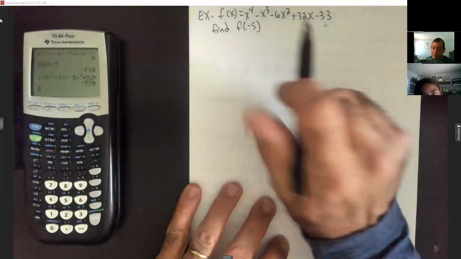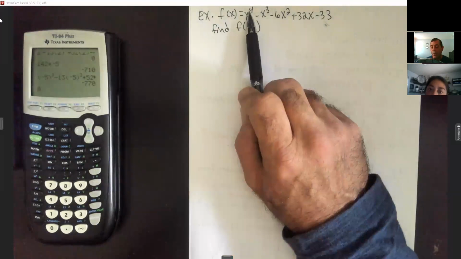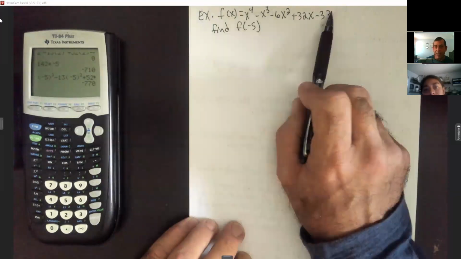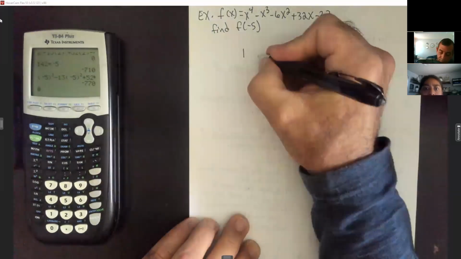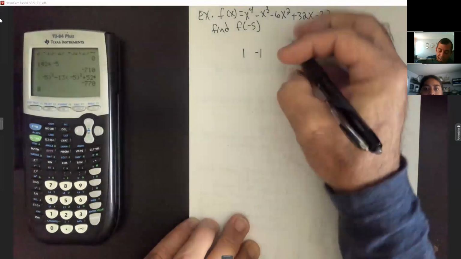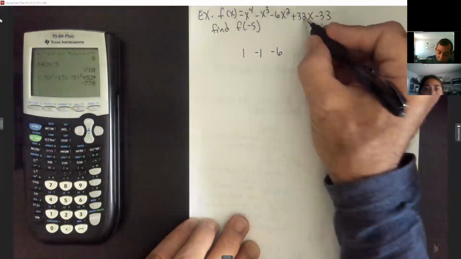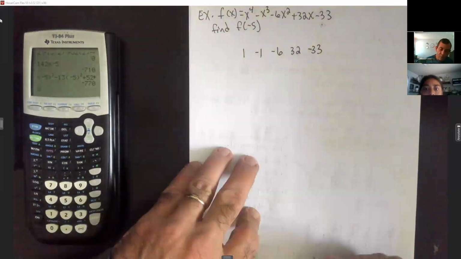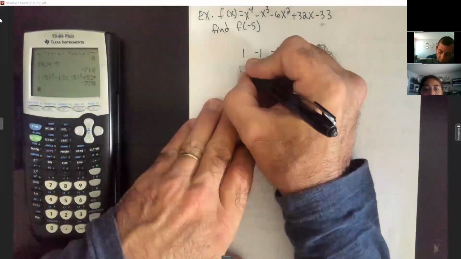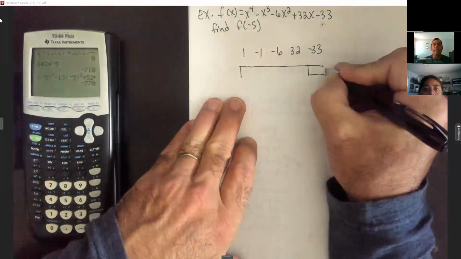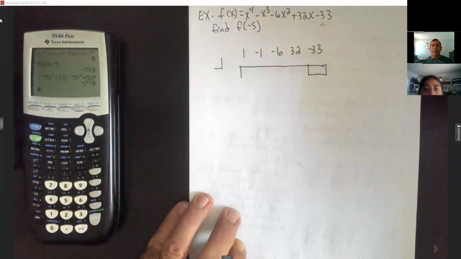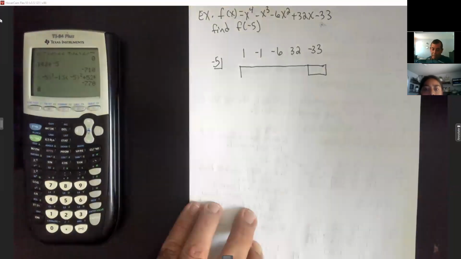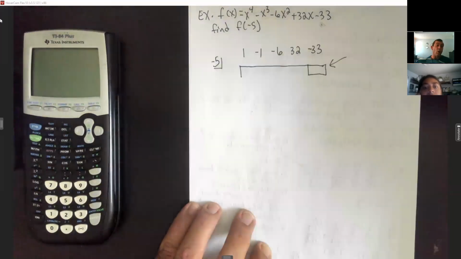So I'm going to write out my coefficients. Since my highest exponent is 4, if you add 1 to 4, you get 5, which means we need 5 numbers, because you always have the exponents and then your constant term at the end. So let's write our coefficients. We have a 1, negative 1, negative 6 in front of the x squared, 32 in front of the x, and then my constant term at the end is a negative 33. All right, we're going to draw our box, and then I'm going to box off the last one. Since I'm finding f of negative 5, my c will be negative 5. Once again, our answer will be whatever we get for our remainder.